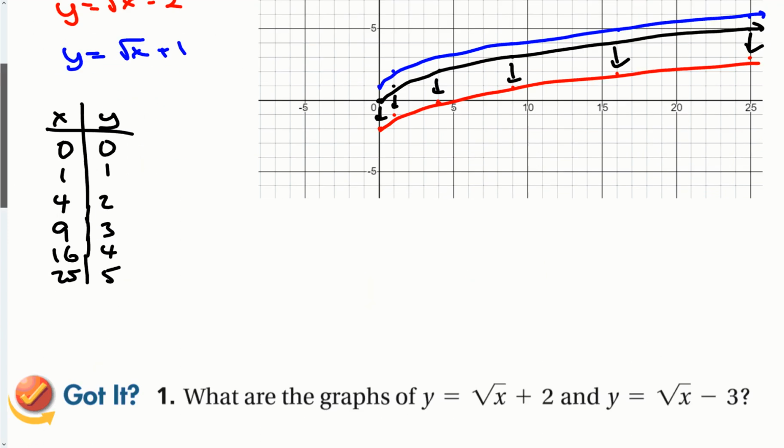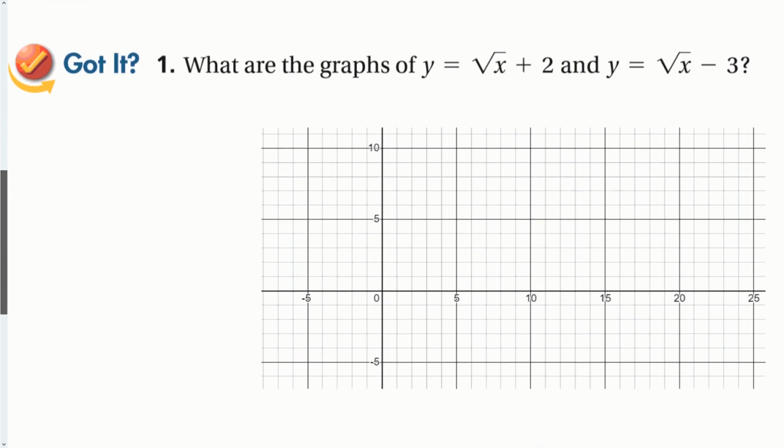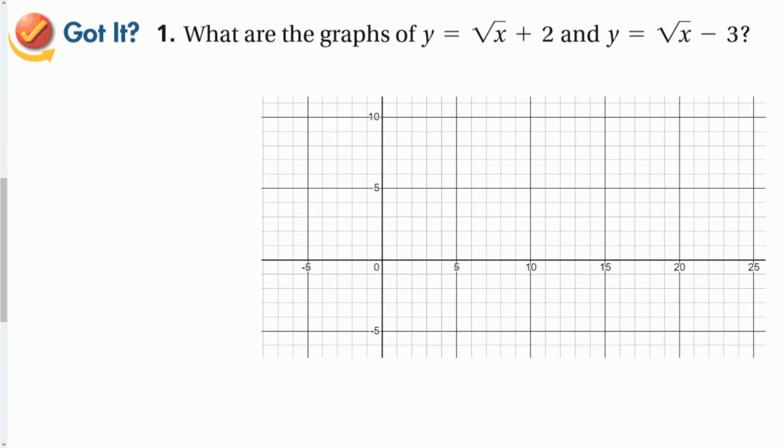Let's try one more of those with our got it problem. 2 more. So very similar here. We'll start with this one, square root of x plus 2. The function starts at 2. And we just go right 1 up 1. 1, 2, 3, 4, 1, 2. Square root of 4 is 2. And look what happens. If I plug in 4, I get 2 plus 2 is 4. So the point is 4, 4.